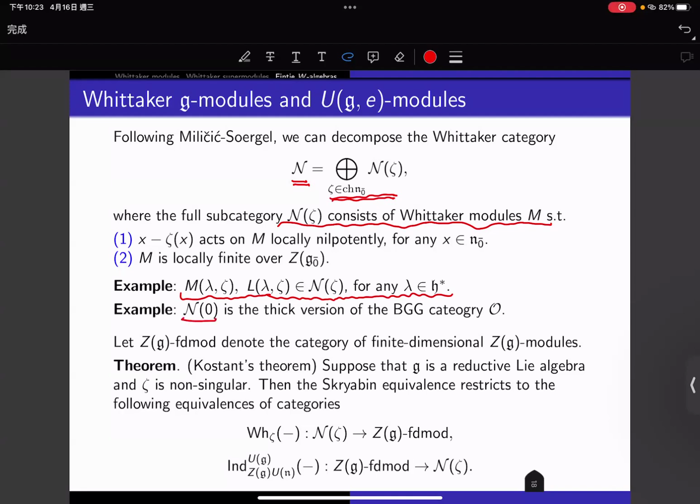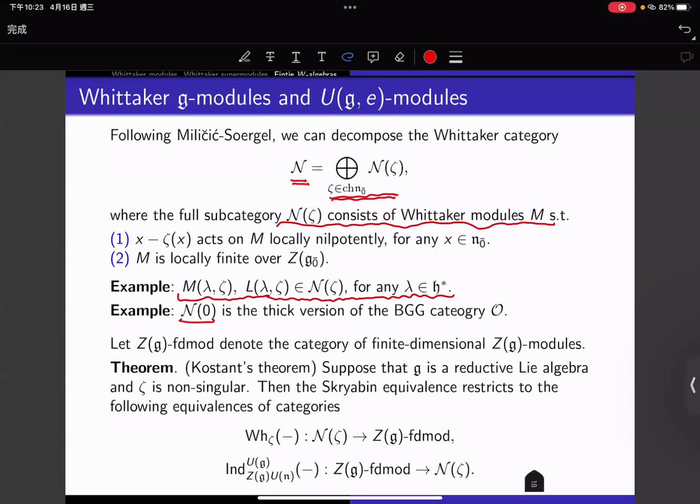If we choose theta to be 0, then this is a thick version of BGG category O. And in Kostant's original paper, he proved that the Skryabin equivalence restricts to an equivalence of categories from N_theta to the finite-dimensional module category over the center in the case when theta is non-singular.